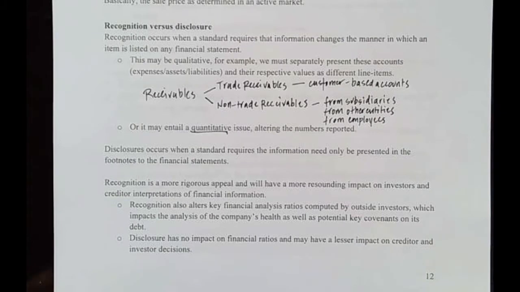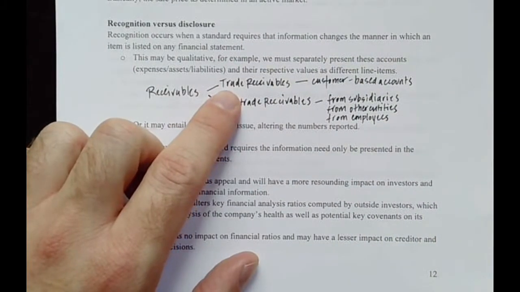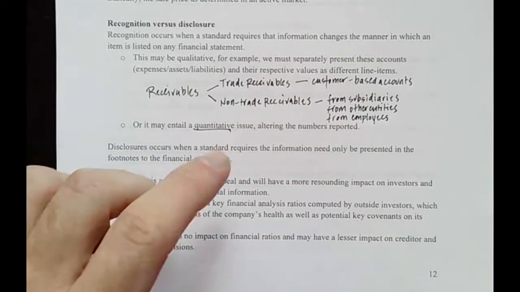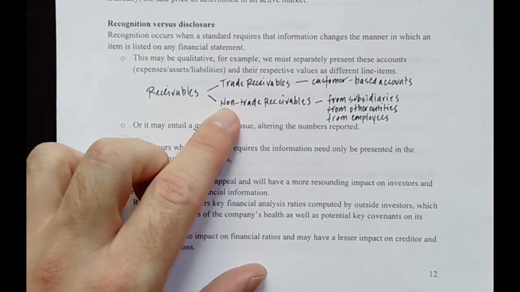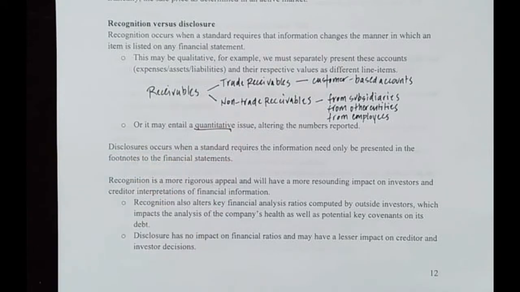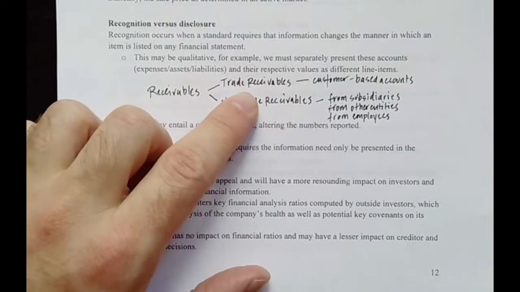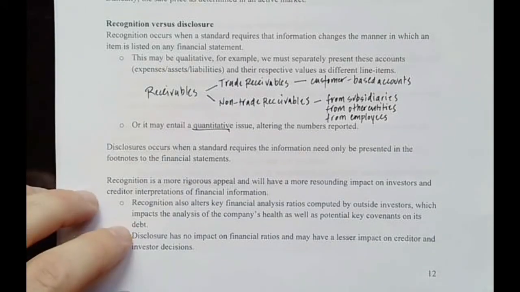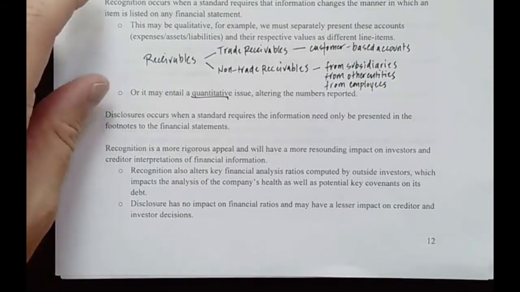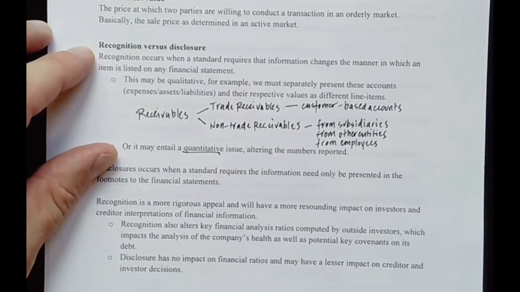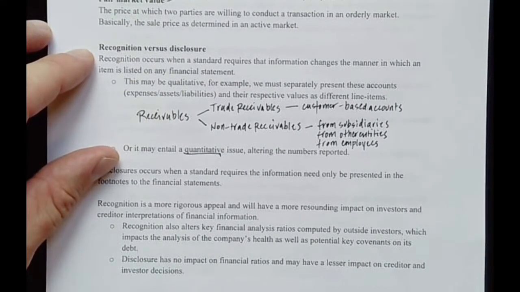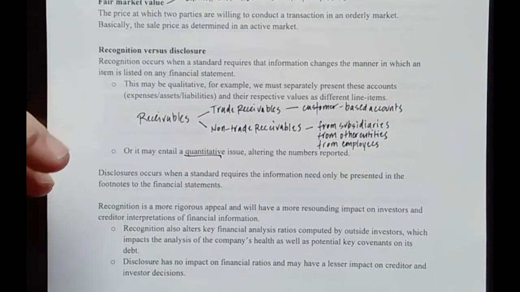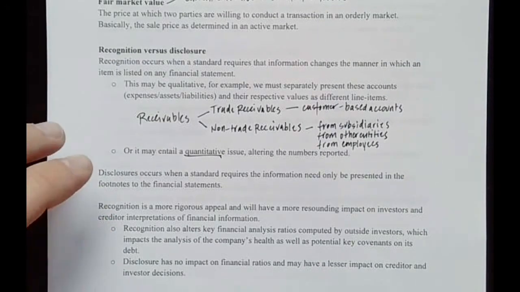Well, in my opinion, you would want more trade receivables. So if there's a huge amount of receivables, but a huge amount of those receivables are from non-trade items, then that isn't necessarily as good news as it would be if we had a recurring customer that was coming back to us time and again. Okay. So that is recognition. It's a stricter standard in terms of how we need to report, the influence it'll have on investors, the importance of the information.